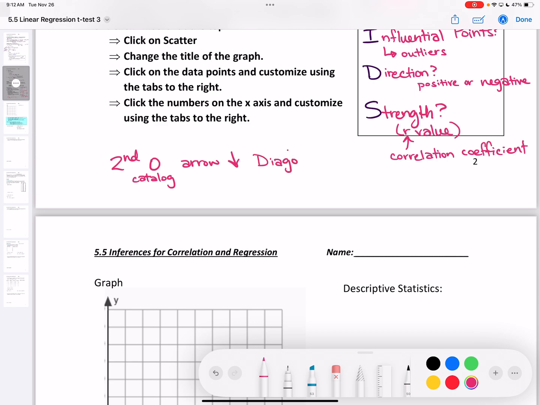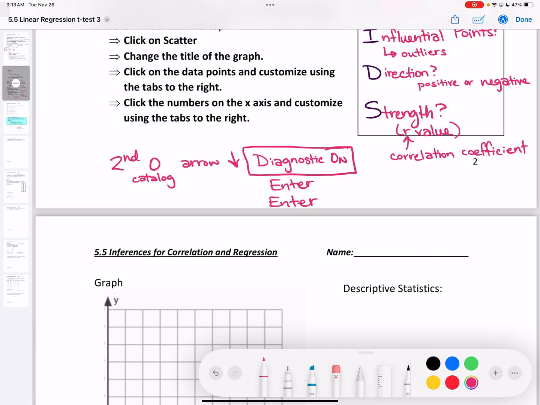I can't spell this morning, I apologize. Diagnostic on, and you press enter. Then it moves it to your home screen and it'll say diagnostic on, and you press enter again. Okay, so you're going to highlight diagnostic on, hit enter. It moves it to the home screen. You're going to hit enter again. And then when you run these tests, it's going to give you your R value.